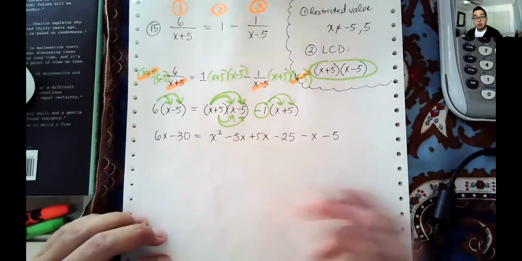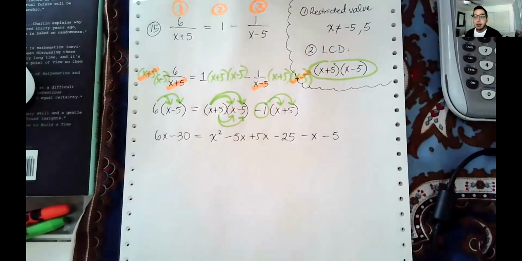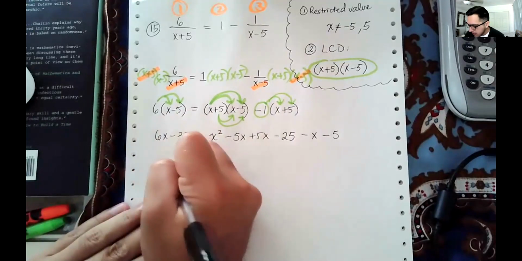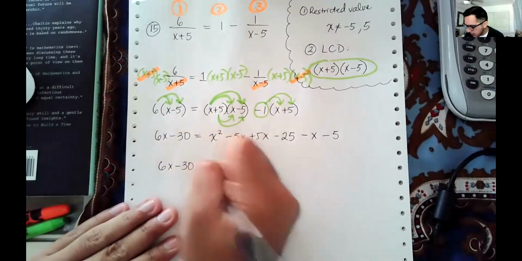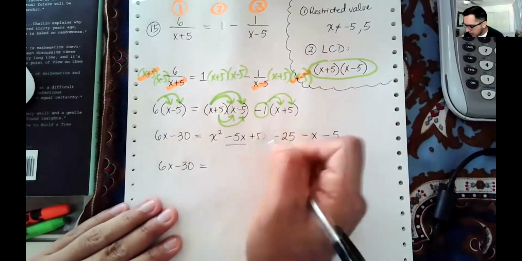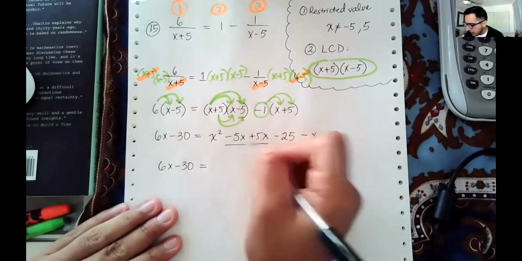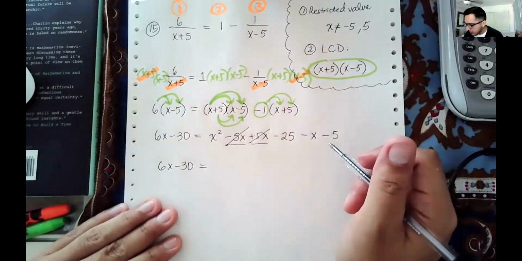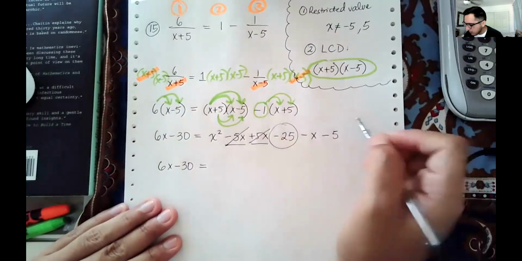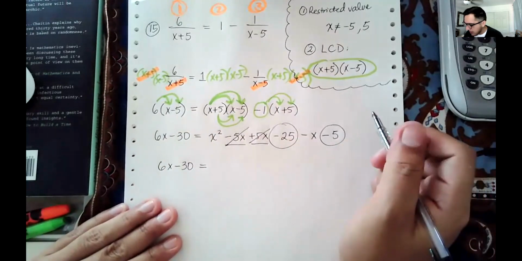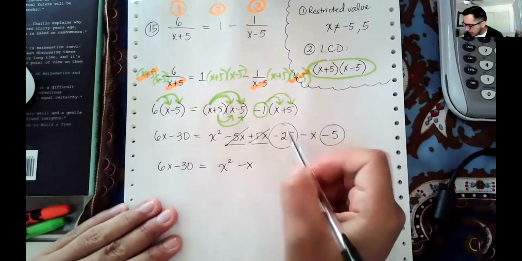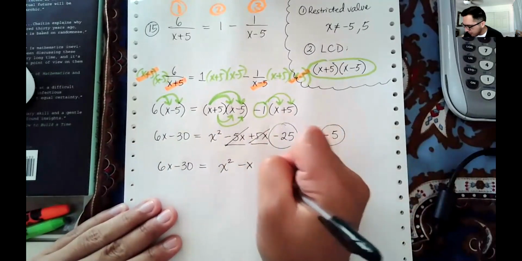Well, this is monstrously ugly, so we'll go ahead and combine like terms so that we can clean it up a bit. So we'll just leave 6x minus 30 alone. It looks like we have a negative 5x and a plus 5x, so those will cancel to 0. What else do we have here? We have a negative 25 and a negative 5. So we should write this as x squared minus x, and then this should be negative 30.